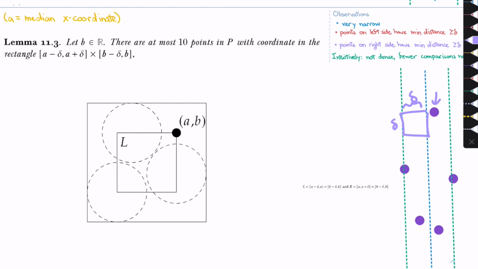So what I want to argue now is that you can only pack in a small number of points. I said 10, and I think that's a massive overestimate. I can't actually fit that many points in that square. Actually, I think if you combine these two squares, there can only be so many points. And that's what I want to try to argue.